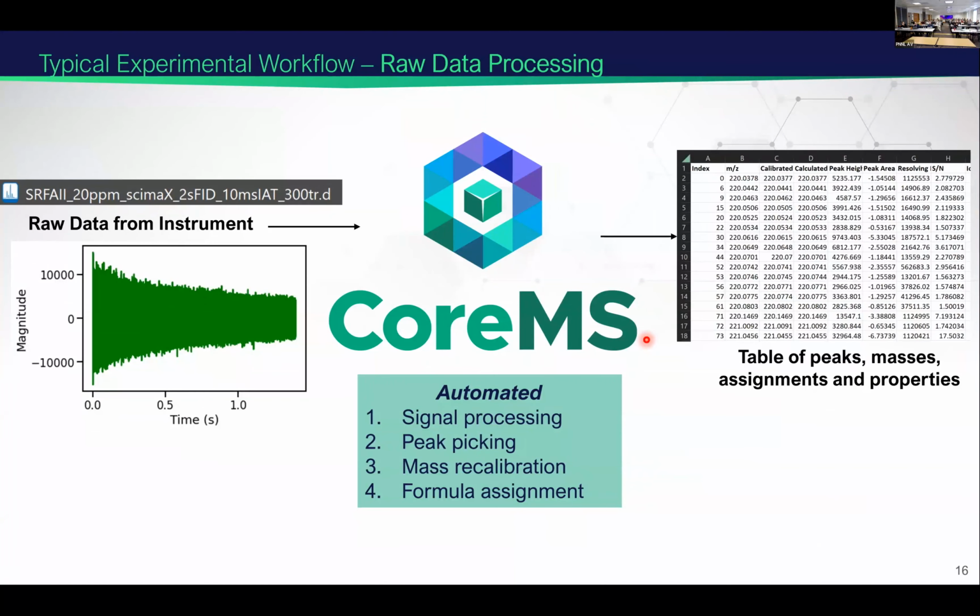Then this will go relatively straightforward, but we get our data from the instrument, raw data. It goes through CoreMS, which is a software we've developed here in EMSL. This allows us to do basically fully automated data processing, including signal processing steps, peak picking, formula assignment, mass recalibration as required. And then the output of that will be our table of peaks and masses and so on per sample. Again, this will be discussed a little bit more this afternoon. And important to note, MONet will be doing this step for you. But of course, the raw data will be available should you want to do this yourself.